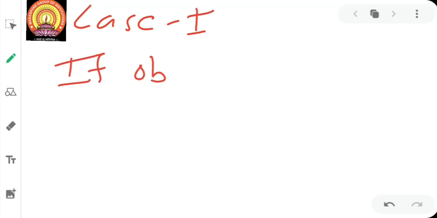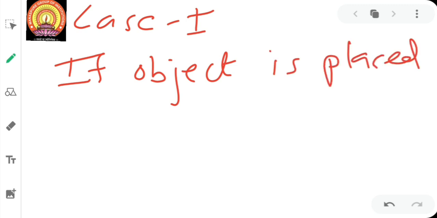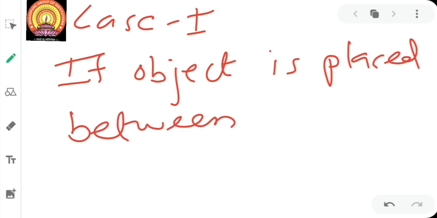The first case is if the object is placed between pole and focus. Case 1. If the object is placed, where is the object placed? Between pole and focus.